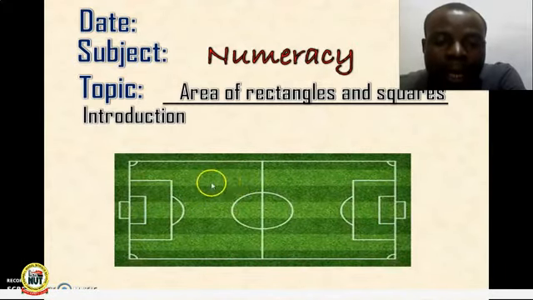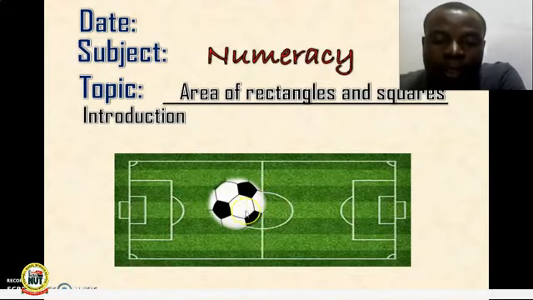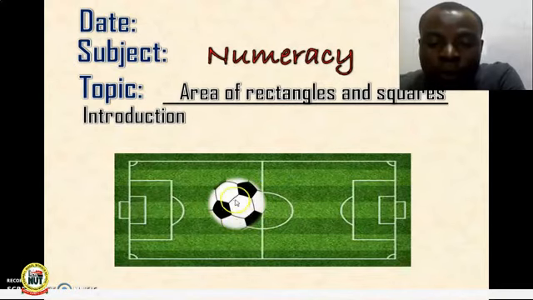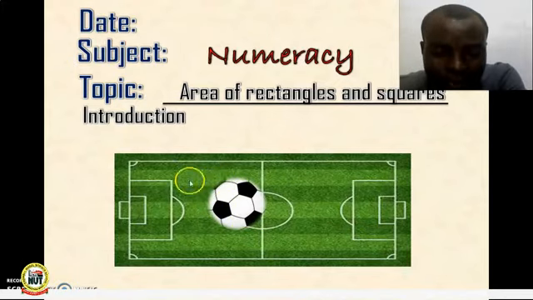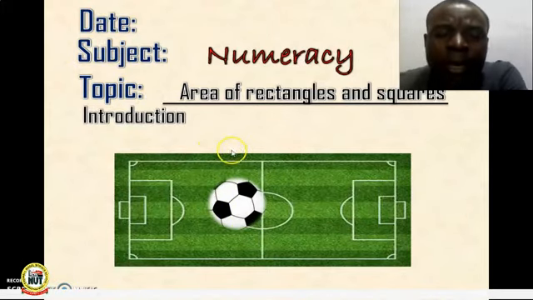Last week, I showed us this same football field, right? Good. Just like some of us would always want to play football. I love playing football and I love watching football. Good.